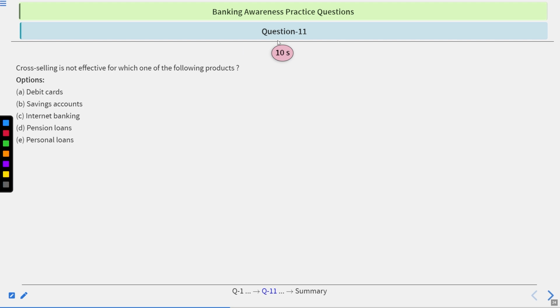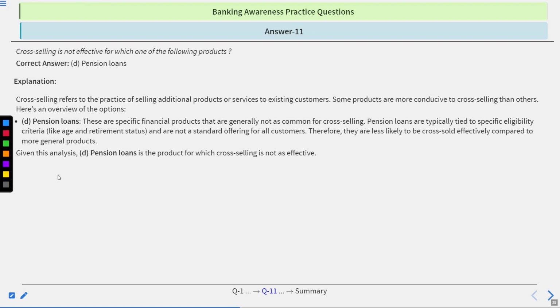Question number 11. Cross-selling is not effective for which one of the following products? Debit cards, saving accounts, internet banking, pension loan, personal loans. To answer this, again you will have 10 seconds. Time starts now. Time's up. Correct answer is pension loans.